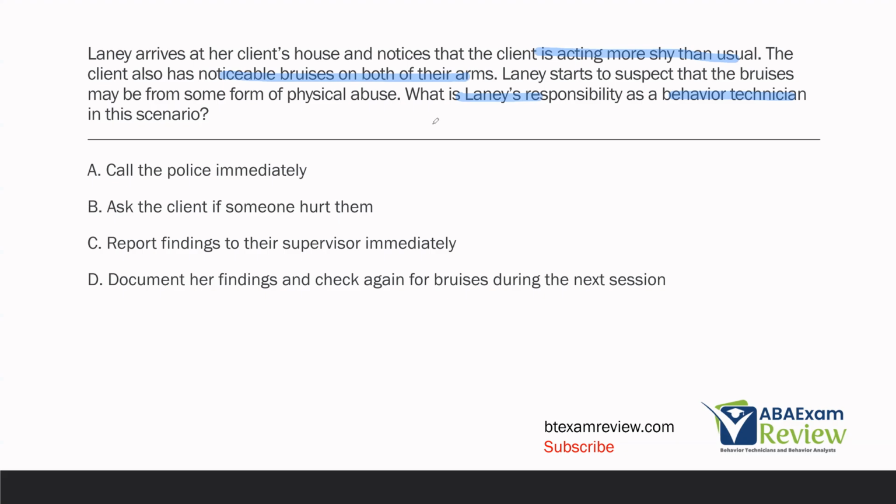However, we've got to remember when working with humans, and especially kids, people have accidents, they get hurt. It's not unusual, especially working with younger kids, to have scratches and bumps and bruises and everything else. So just because Lainey notices a change in behavior and notices bruises, before she reacts too drastically, what is her responsibility as the technician? In this case, as an ABA professional.